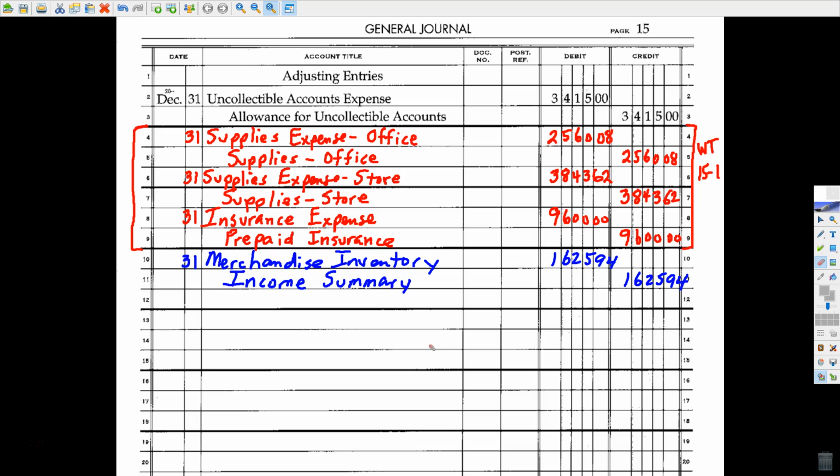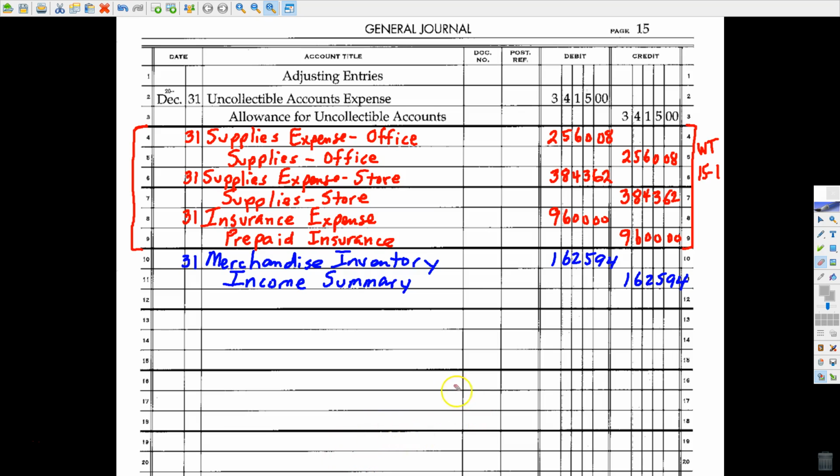Okay, so any questions? Now, what if it turned out that when we did our physical count, it was actually less than what the ledger was showing? In other words, we needed to lower it to make it accurate. What would our journal entry look like now? Would you credit merchandise? Yeah, we would just flip this. We would debit income summary and we would credit merchandise inventory if it needed to be lowered to make it correct. All right? So that's adjustment number one that Lesson 15.2 talks about.